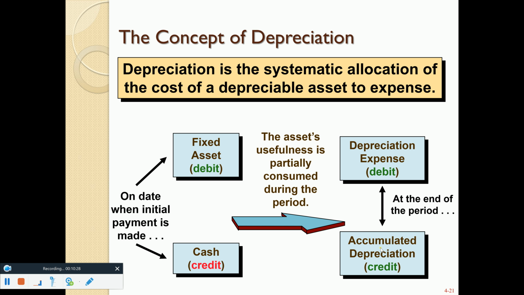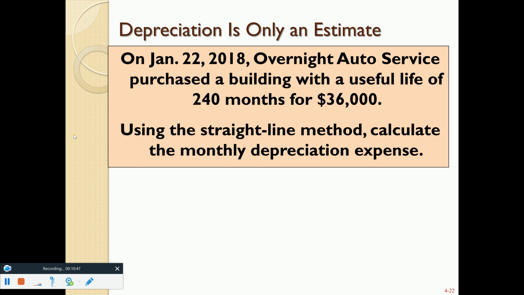And I'm going to show you in a few minutes, for financial statement purposes, we're going to take the debit in the fixed asset accounts and the credit in the accumulated depreciation accounts, and we basically put them together to show a net number, one net number on the financial statements. Okay, now let's put this into action. On January 22nd, let's assume Overnight Auto Service purchased a building with a useful life of 240 months. That's 20 years. For $36,000.